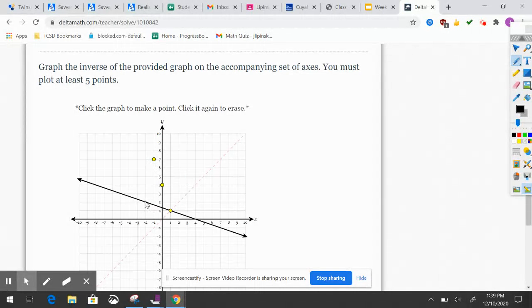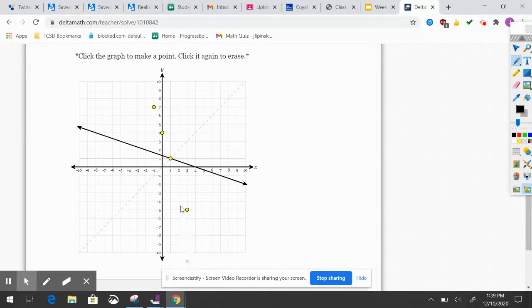And I think it makes me do 5 points. So this is (-5, 3). So I need to go to (3, -5). It's going to make me do one more. But you see the idea of how these become inverses.